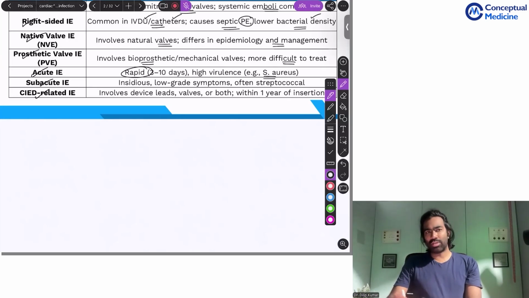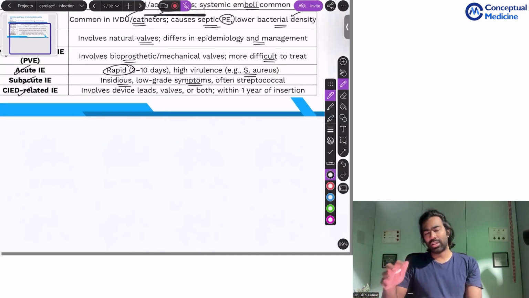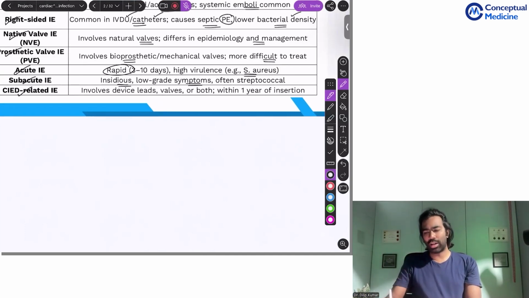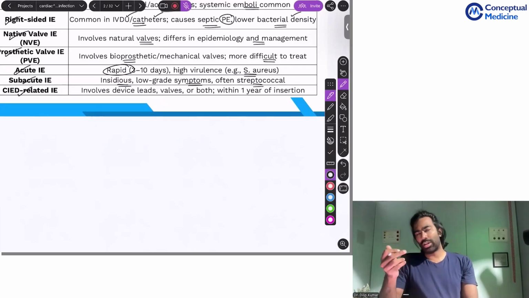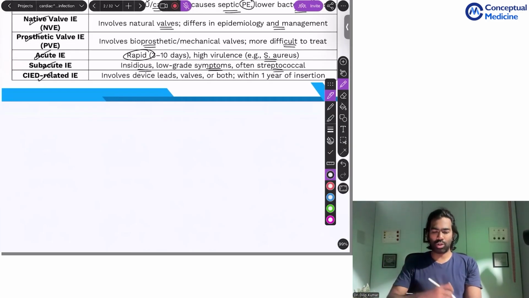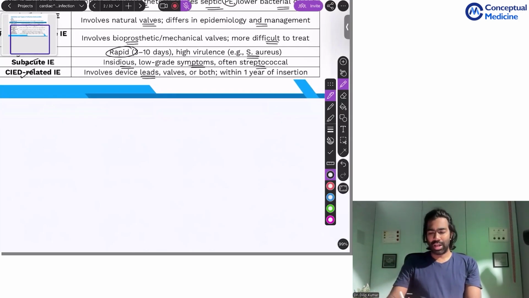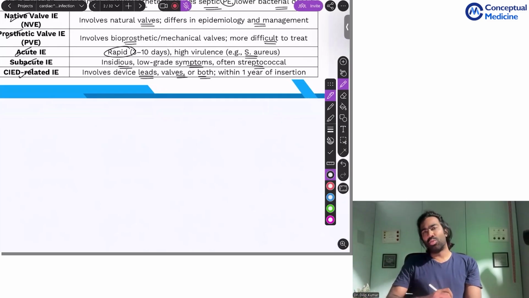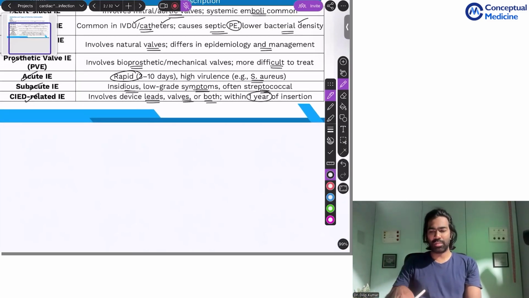And subacute infective endocarditis is something that's going to be produced by less virulent organisms, and it's going to be more often insidious in onset, and they're going to produce only low-grade symptoms. That's why they call it SABE, subacute bacterial endocarditis, and it's often caused by streptococcal infections, like, for example, Viridans group Streptococcus. And we have something called CIED, that is cardiac implantable electrical device related infection, which is going to involve the device leads, valves, or both together. And most of these infections are going to occur within a year of insertion. That's a very important point.